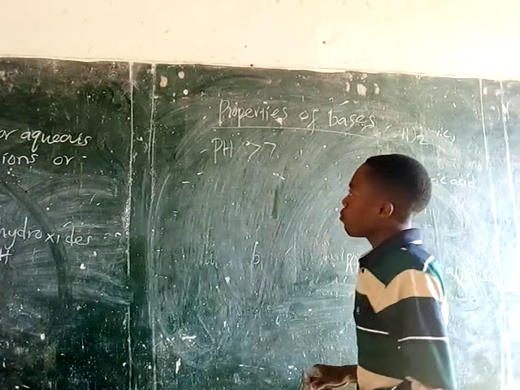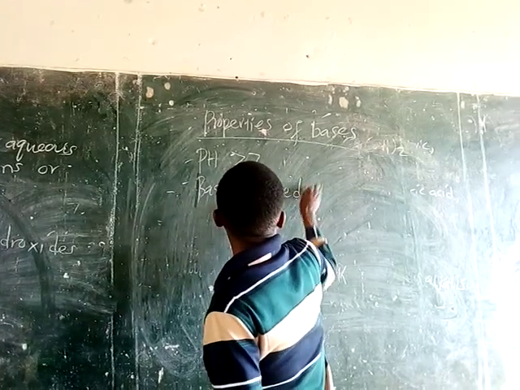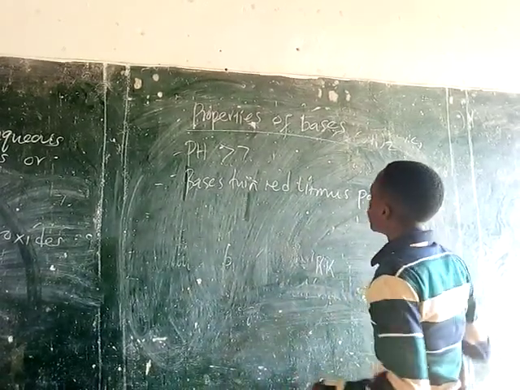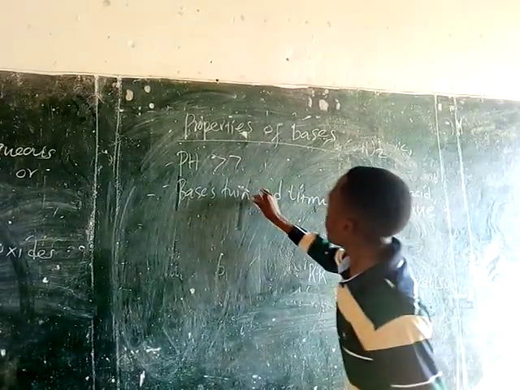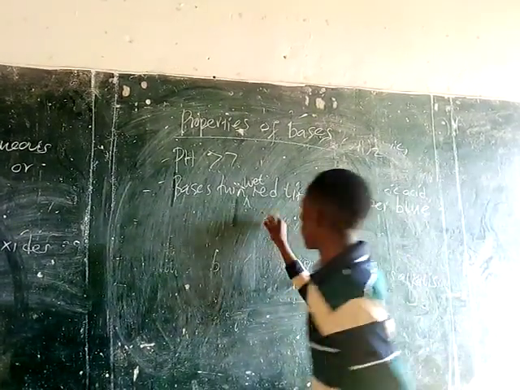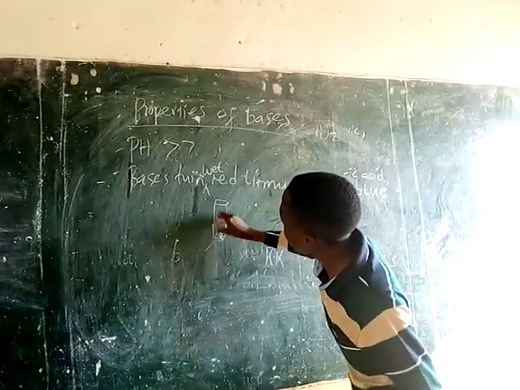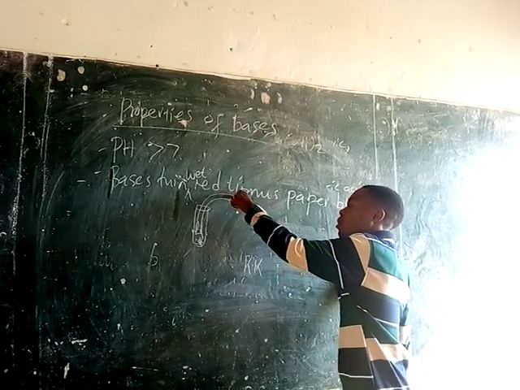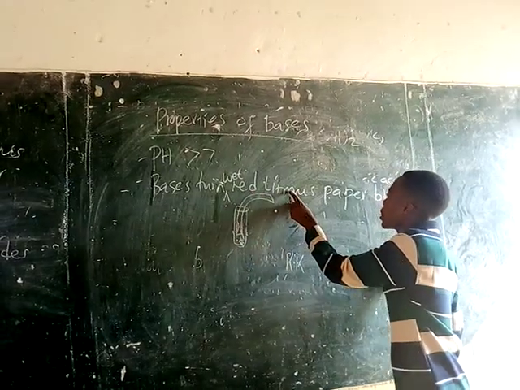Number two, the other property of bases is that bases turn red litmus paper blue. Of course, this litmus paper has to be wet. So what it means is that, for example, you have a test tube containing alkaline solution or basic solution. If you dip a red litmus paper into the test tube of base solution or alkaline solution, that litmus paper will turn what?